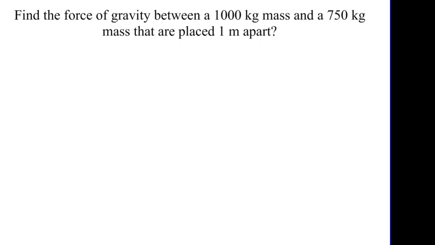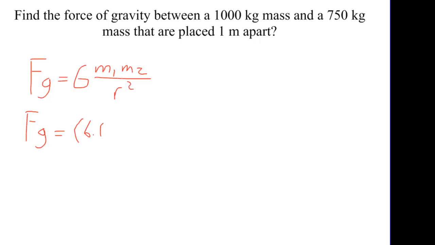Find the force of gravity between a 100 kilogram mass and a 750 kilogram mass that are placed 1 meter apart. So we're going to be using the equation F equals G m1 m2 over r squared. We're looking for the force of gravity here. So G, 6.67 times 10 to the negative 11, always that value. M1, so the first mass. It doesn't matter which mass we call M1, which mass we call M2. You're multiplying them together, it's the same. These masses do need to be in kilograms, though.